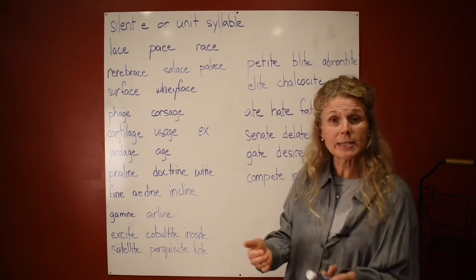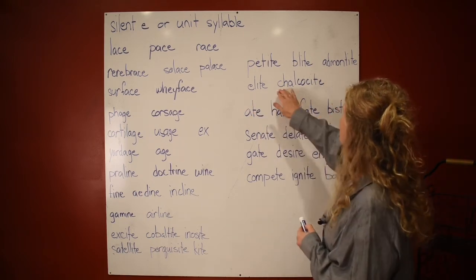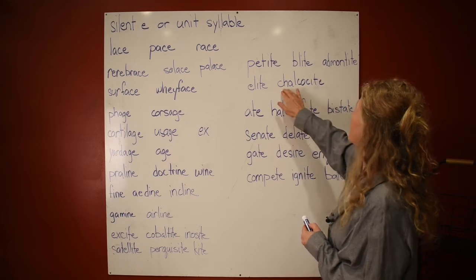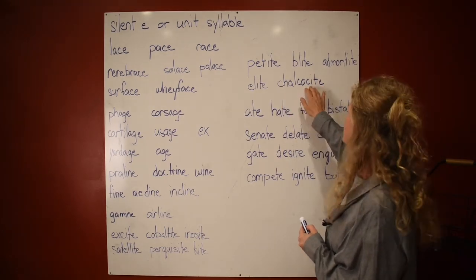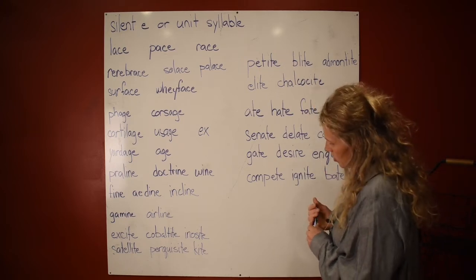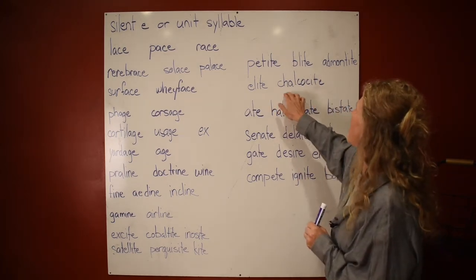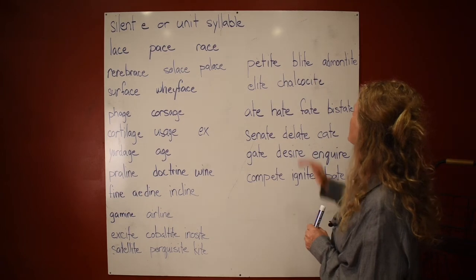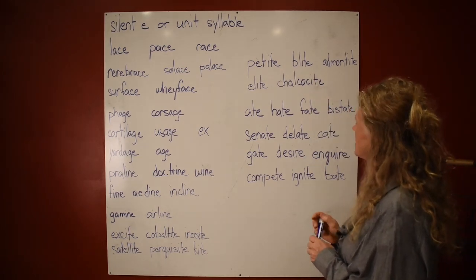Elite means the best. So now this is a Greek word and we can't see any prefixes here, so we're going to read this as a unit syllable. So this word says calcocite, okay? And this is going to read as ITE.